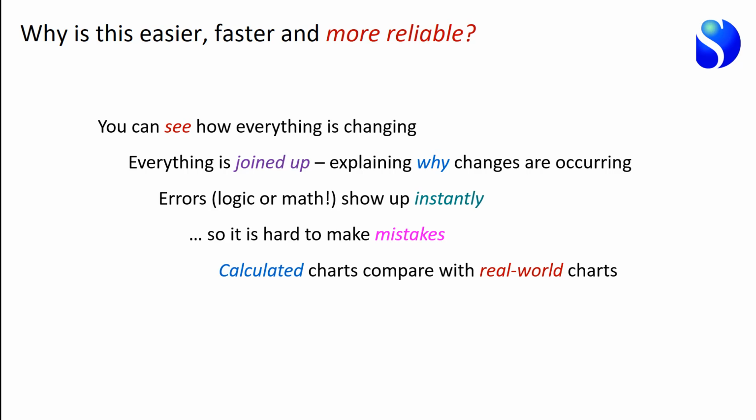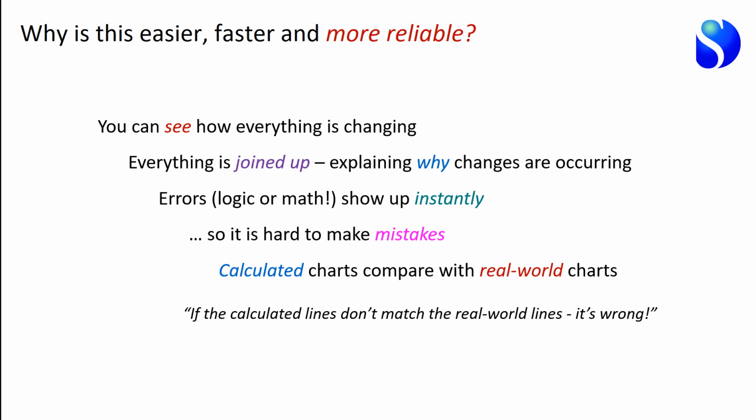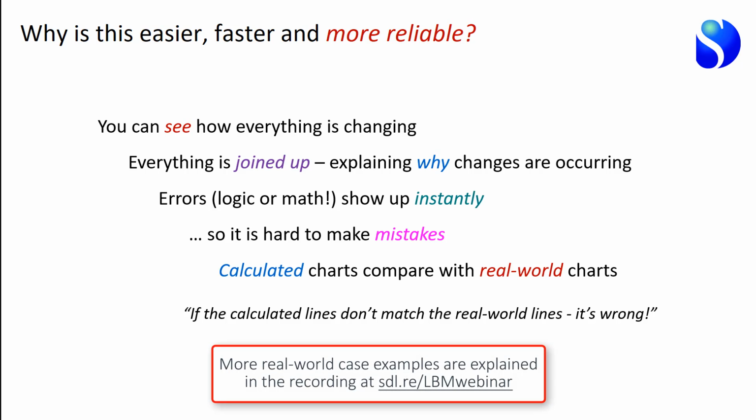The message here is really very simple. If the calculated lines don't match the real-world lines, it's wrong. Go and figure out where the mistake was that you've made. And because you've got all of the causal pathway mapped out, you can start from the first thing that's going wrong and work back to the thing causing that, work back from there to the next thing that's going wrong and the next thing, until you find the root cause of your error.